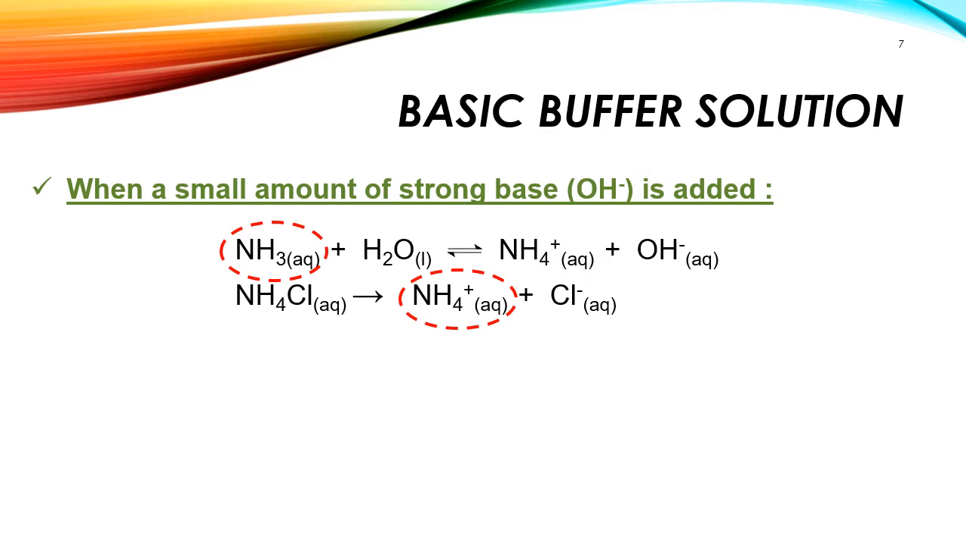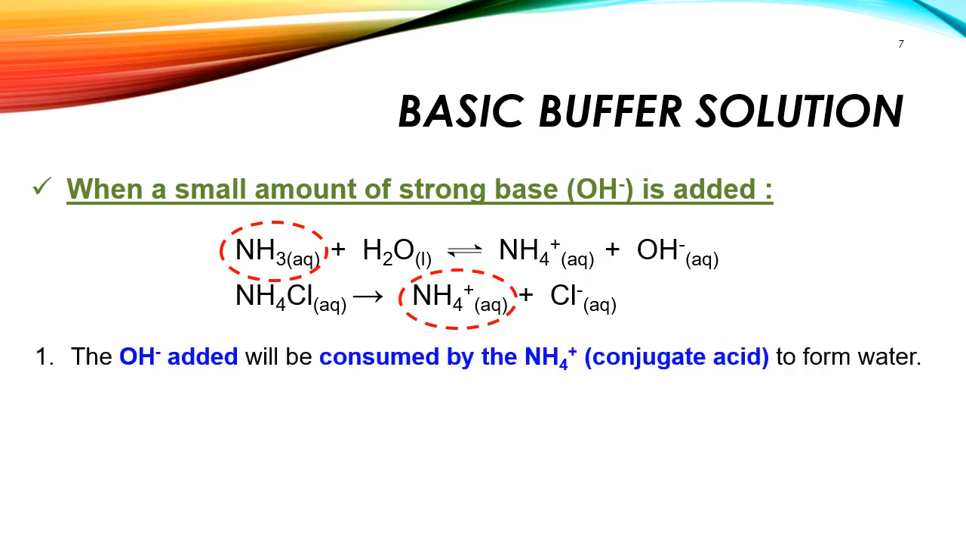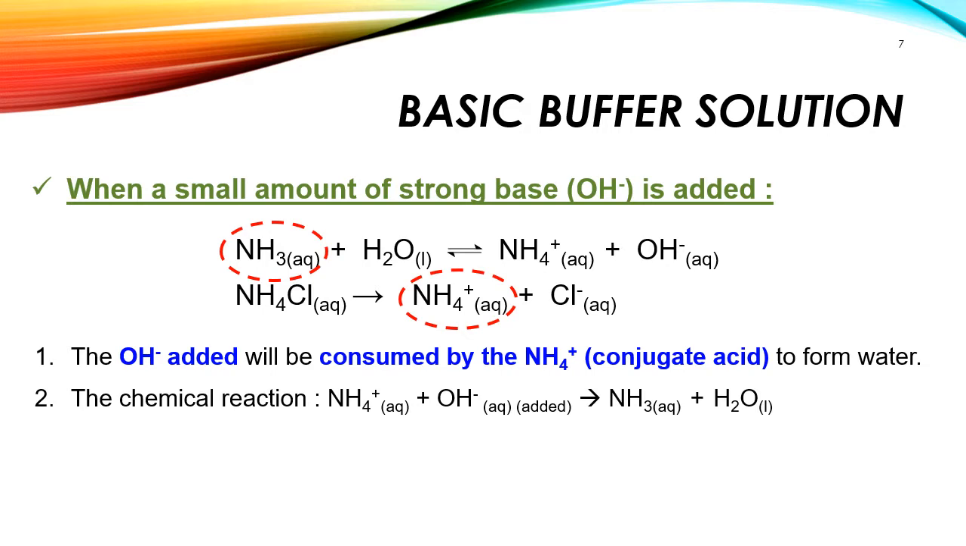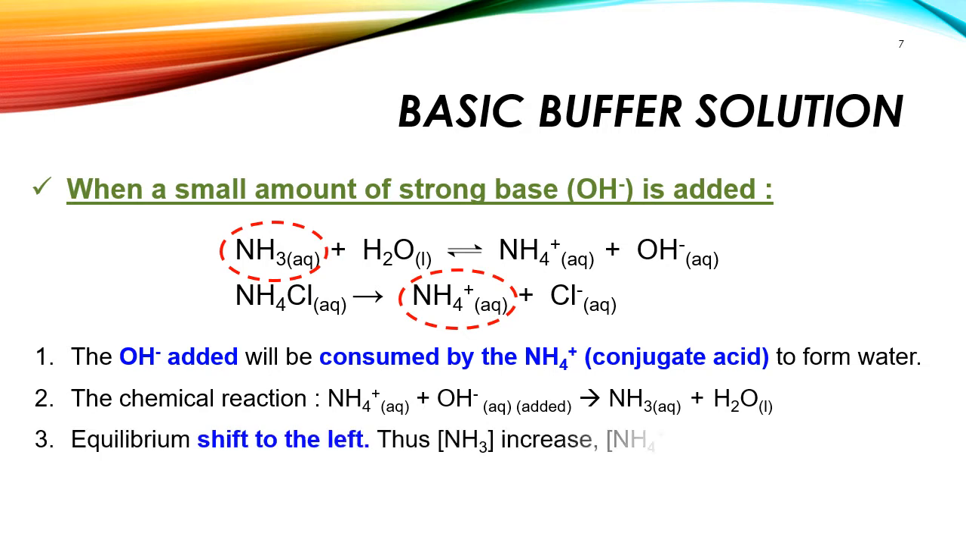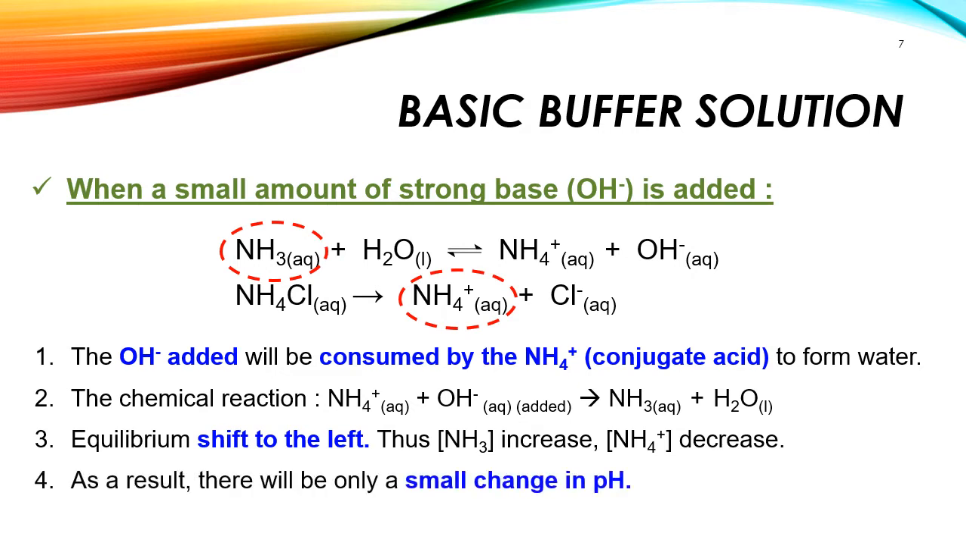But when a small amount of strong base is added to the solution, the hydroxide ion added will be consumed by the ammonium ion, the conjugate acid, to form water. The chemical reaction is shown in the equation, whereby the ammonium ion reacts with the added hydroxide ion to form ammonia and water. The equilibrium position for this reaction will shift to the left, thus the concentration of ammonia will increase and the concentration of ammonium ion will decrease. As a result, there will be only a small change in pH.